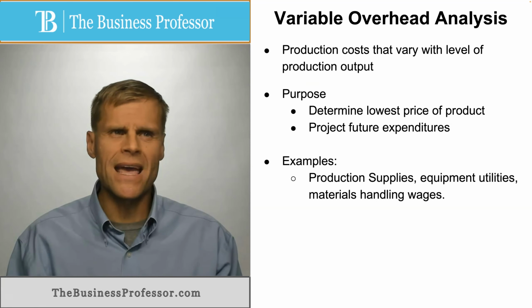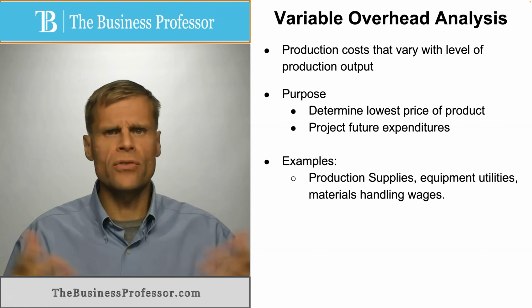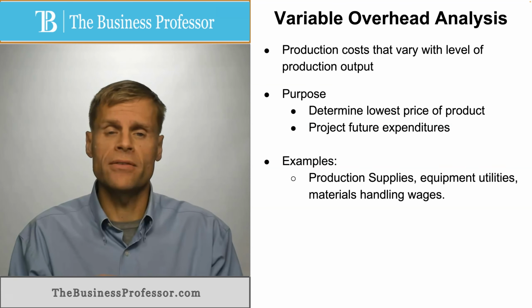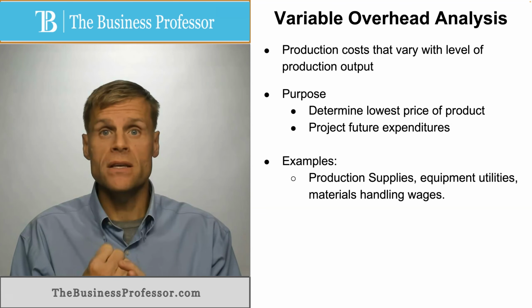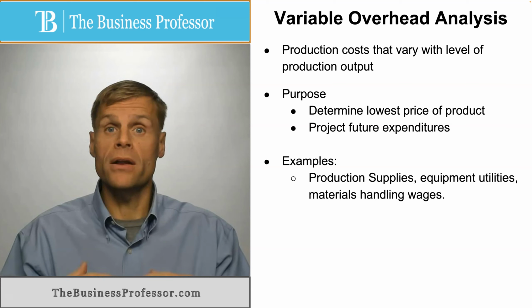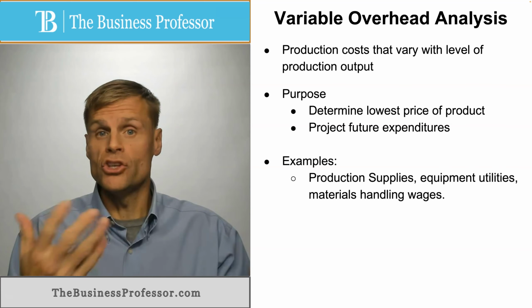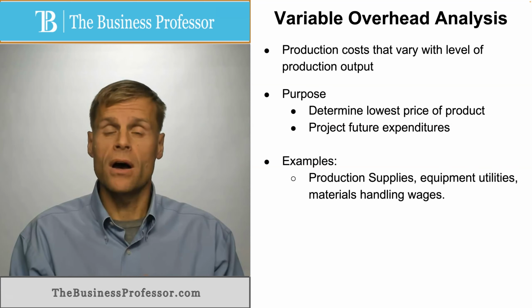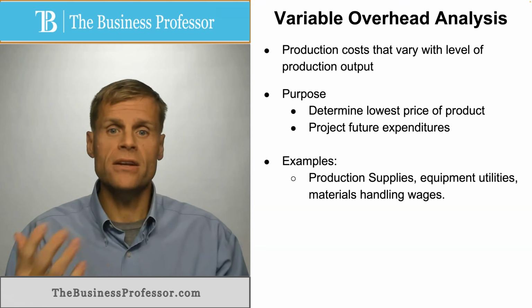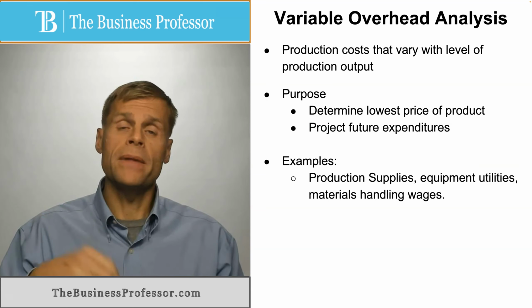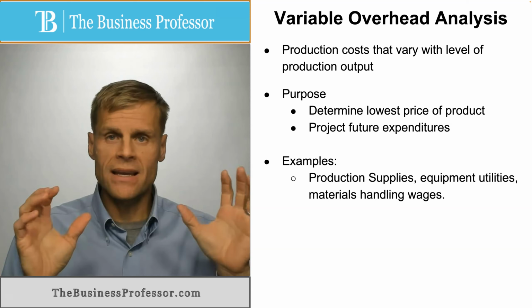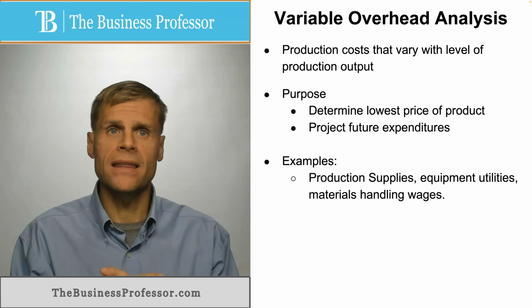So what are some examples of variable overhead costs that again change based upon the level of production? Well, production supplies, things that are tangential to the actual production of the product, but are necessarily used as part of the production process. That could be anything from bathroom or janitorial supplies, right? Equipment, utilities, anything that you're using as a byproduct, that type of thing.